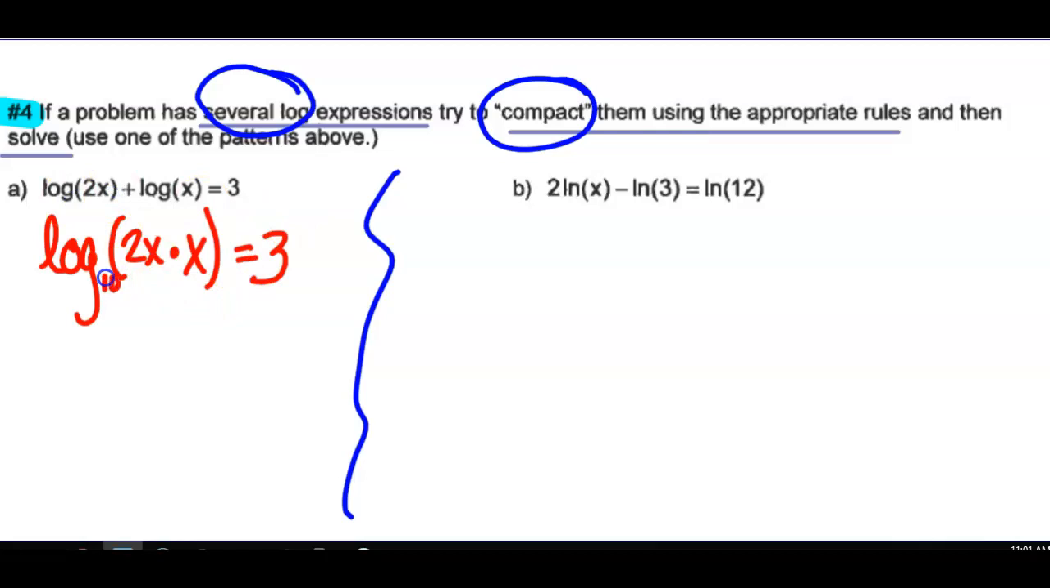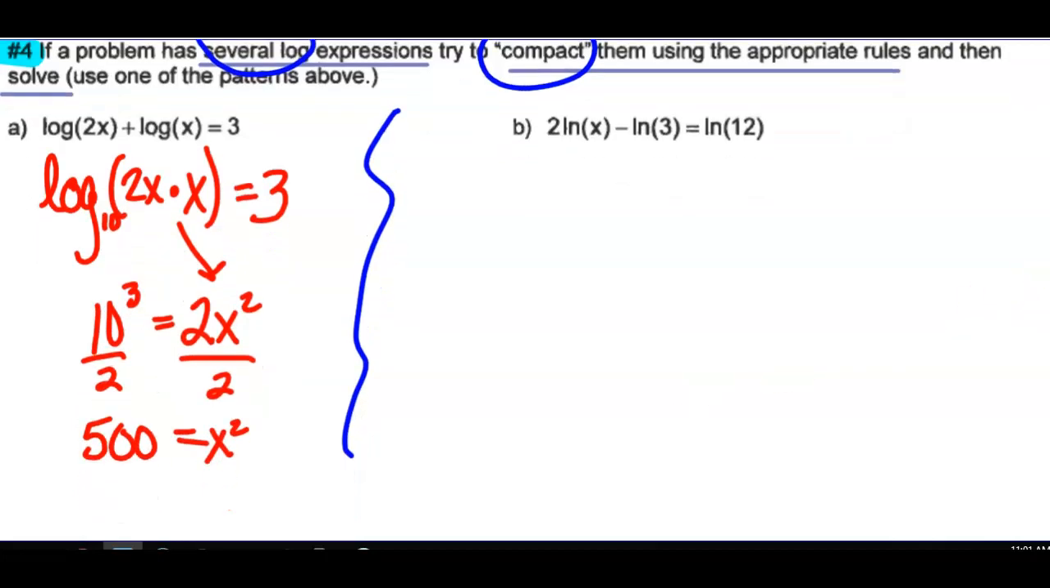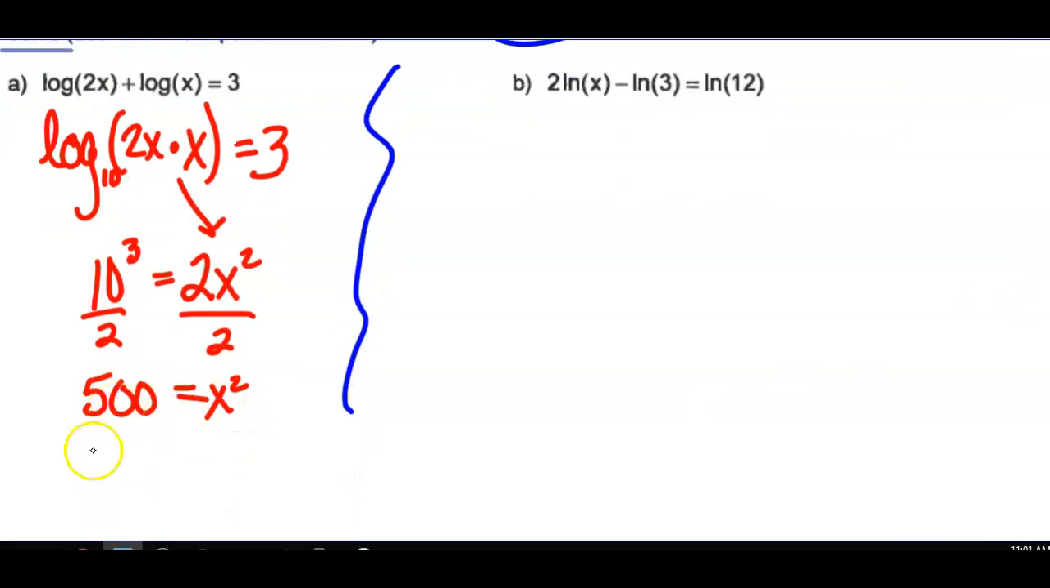Then this was a base 10, so you're rewriting as 10 to the third equals 2x squared, because I just simplified that. Then you would divide both sides by 2. This is 1,000 divided by 2 is 500. Then you would take the square root. Now, we could simplify this.